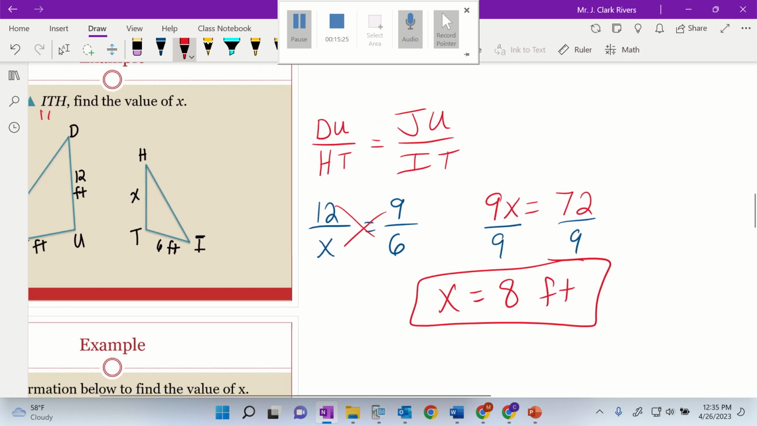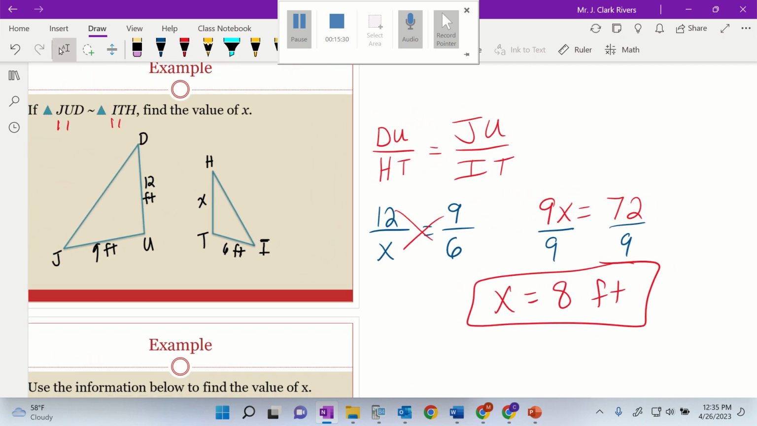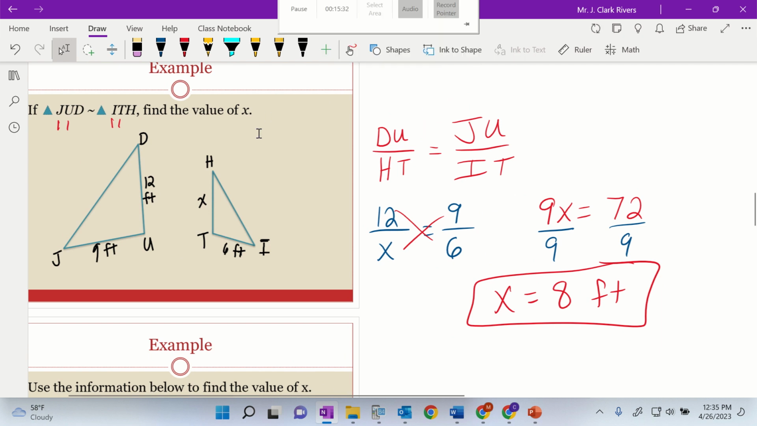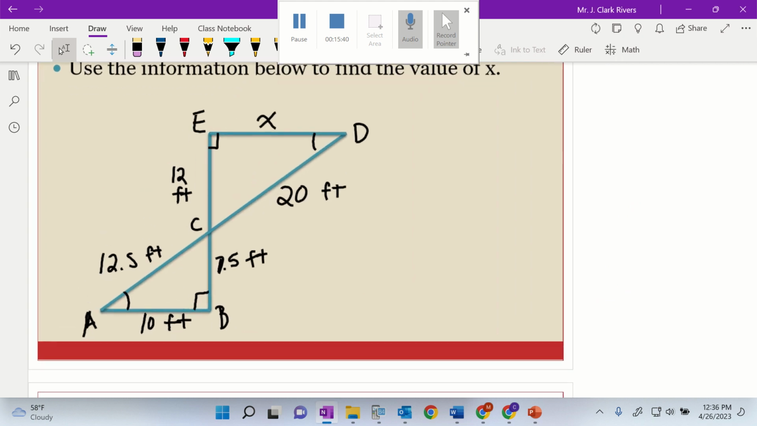So you should have had 8 feet there, and I do need you to be able to set up a proportion. I do need you to be able to solve that proportion as well. Let's take a look at this example now. It says use the information below to find the value of X. So these two triangles, they are similar to each other.